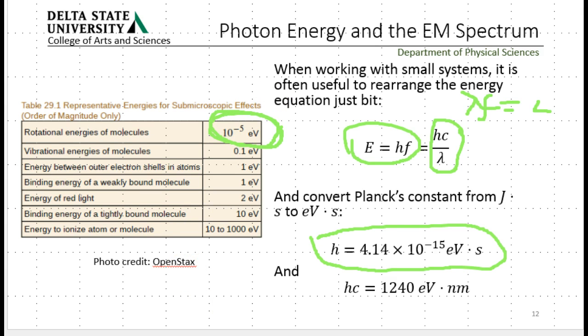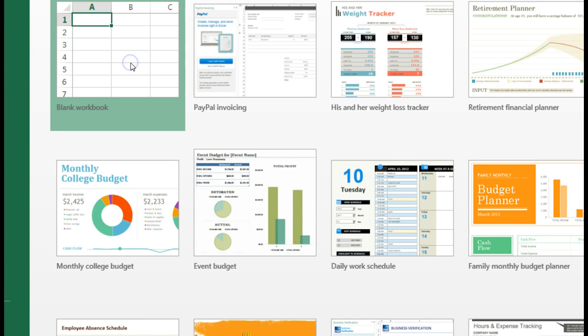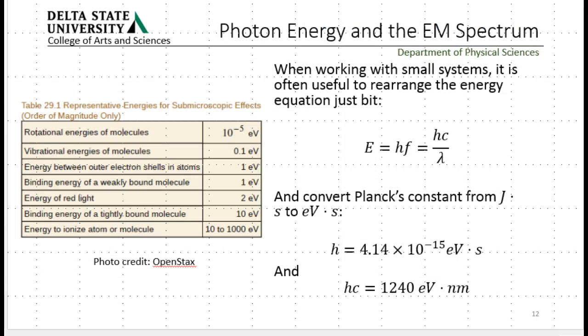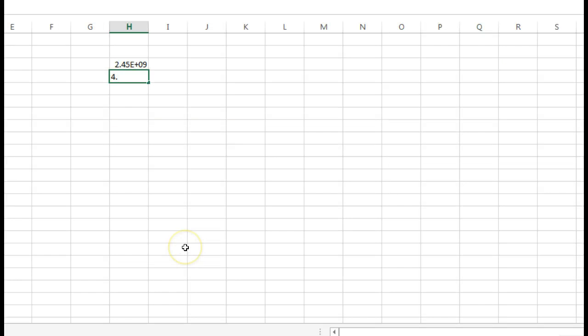Let me pull up Excel, and we'll look at something real quick. So the frequency in your microwave is 2450 megahertz, so 2450 times 10 to the sixth, right? And Planck's constant, 4.14 times 10 to the minus 15th electron volt seconds.